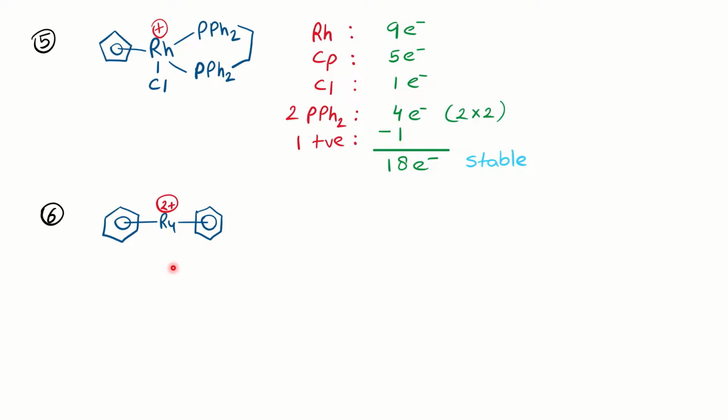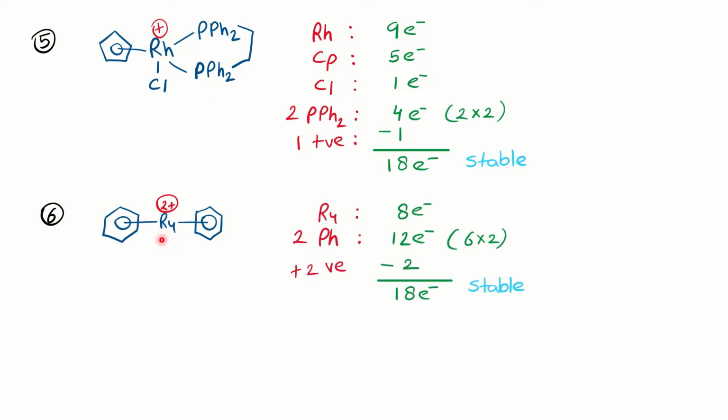Another one where you have a ruthenium complex with positive 2 charge and 2 aromatic rings. You can notice here the aromatic ring is bonded to the metal from the center, so all the 6 electrons are contributing here. Ruthenium belongs to group 8, outermost is 8 electrons, 2 benzene rings, 12 electrons. So if you calculate it, it is coming to 20 electrons, which is unstable. So we have to do something to bring it to 18 electrons, means we have to subtract 2. And how can we subtract 2? By putting 2 positive charge, which means it is losing 2 electrons. So minus 2 and that makes it stable.